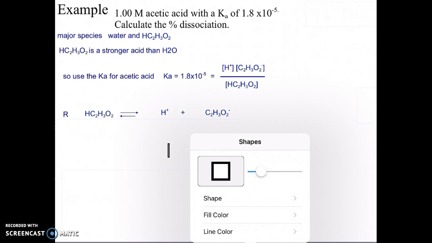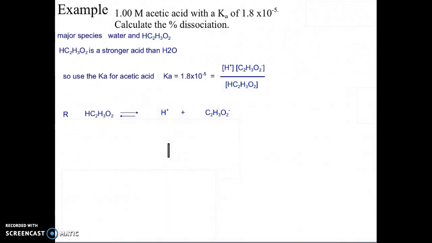Let's undo that again. Not being careful. Okay, now we're going to fill out my rice table.